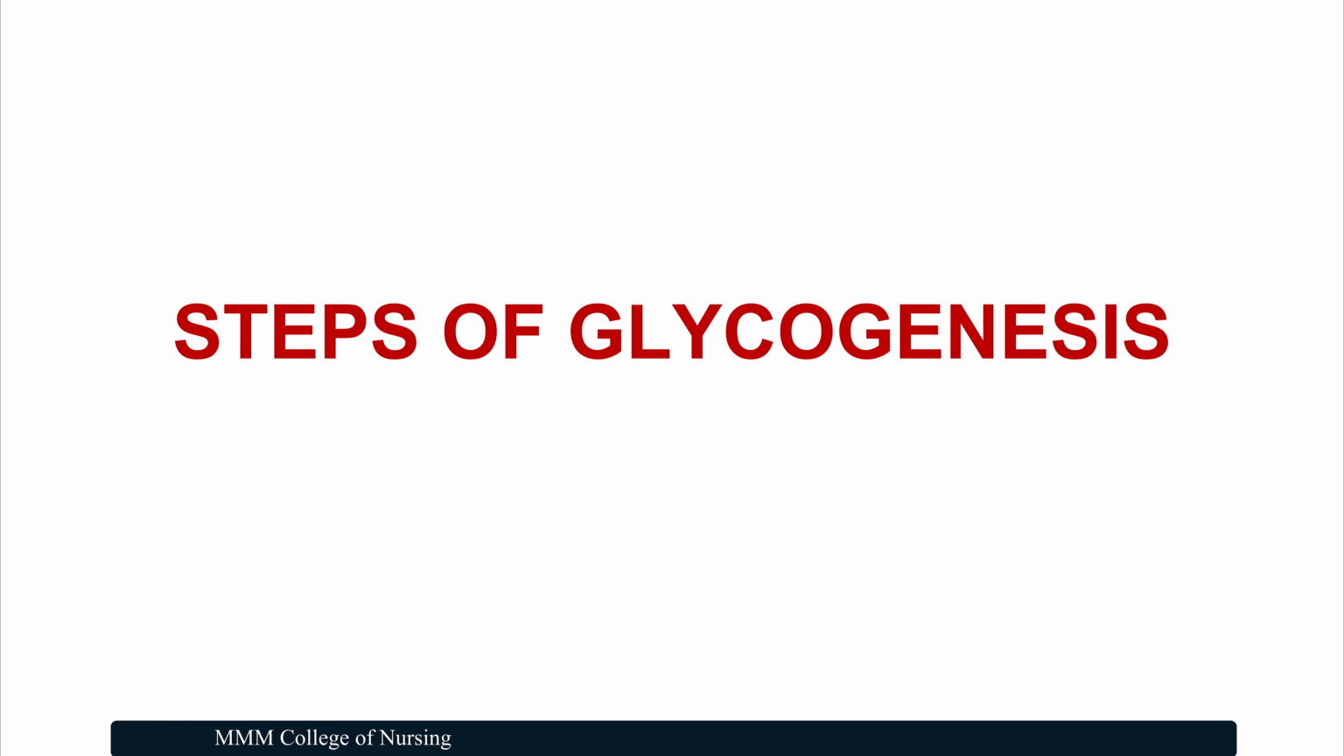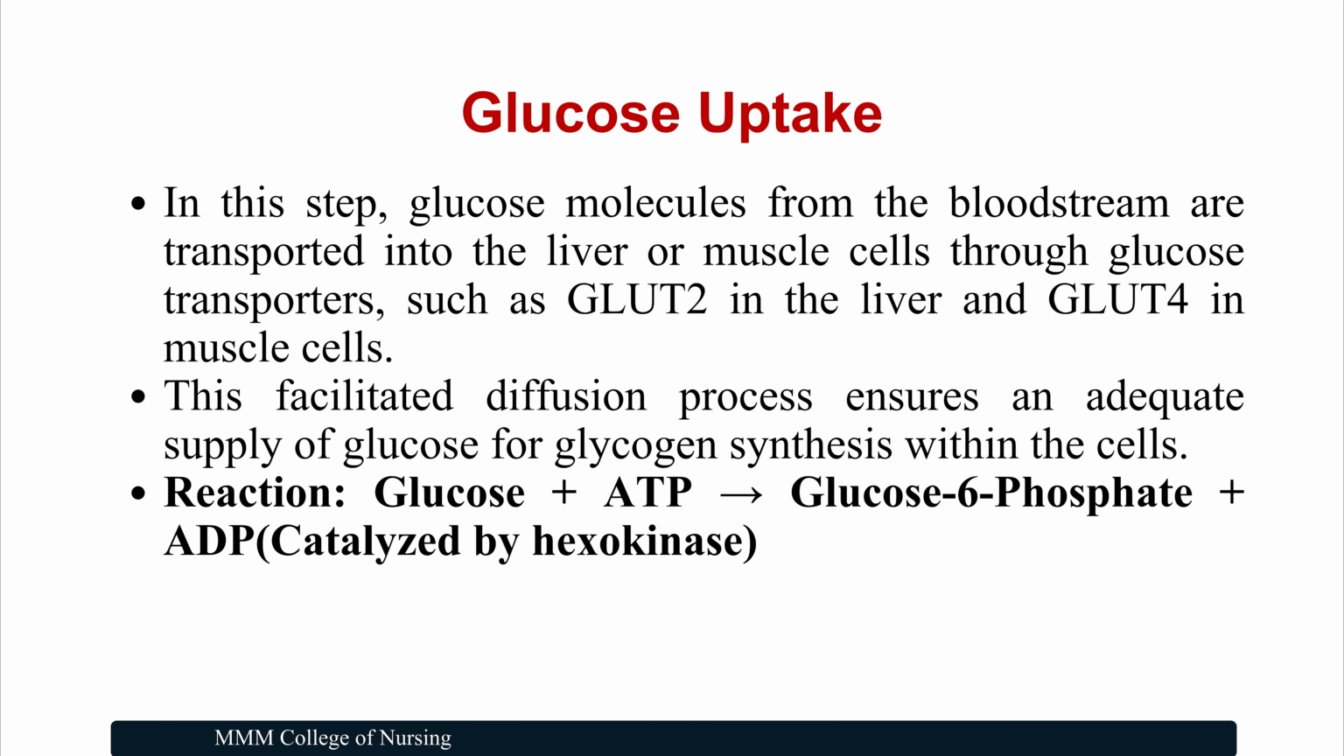Alright, now we are going to go through the most important part, the steps of glycogenesis. There are 5 main steps. Let us go through them one by one. Step 1 is glucose uptake.